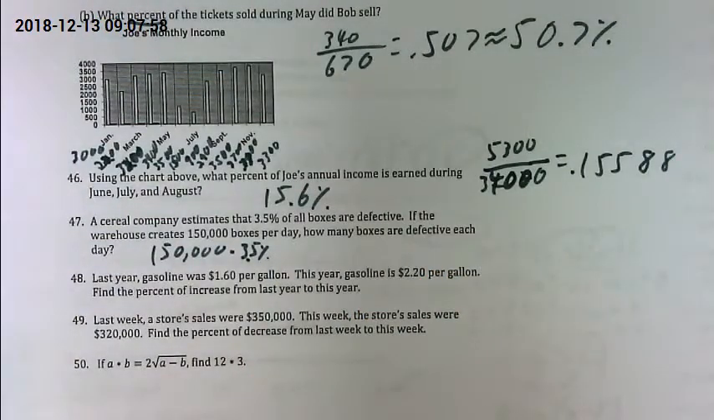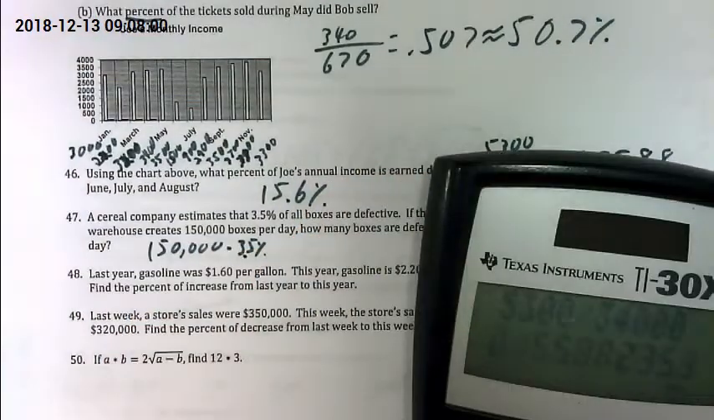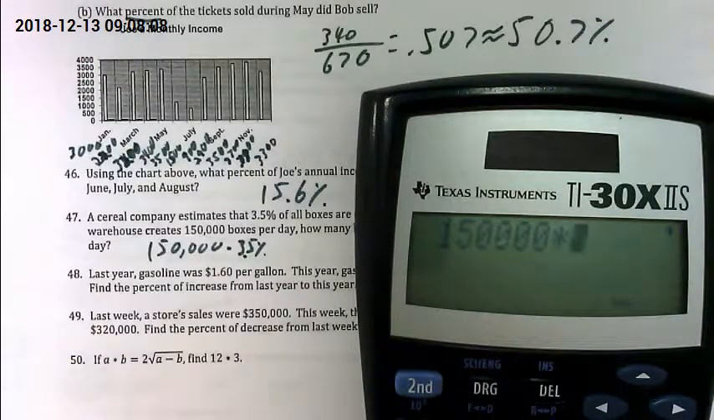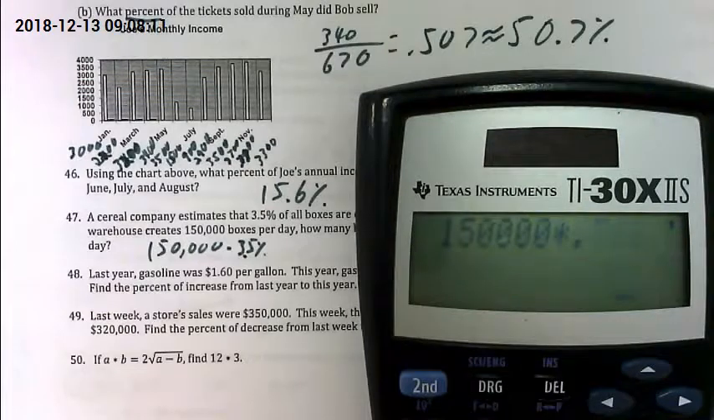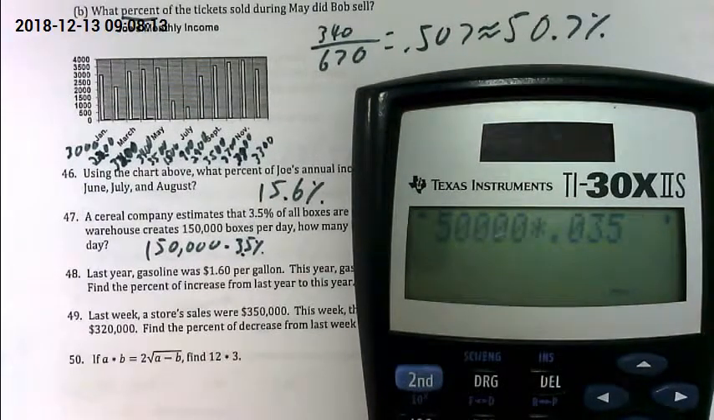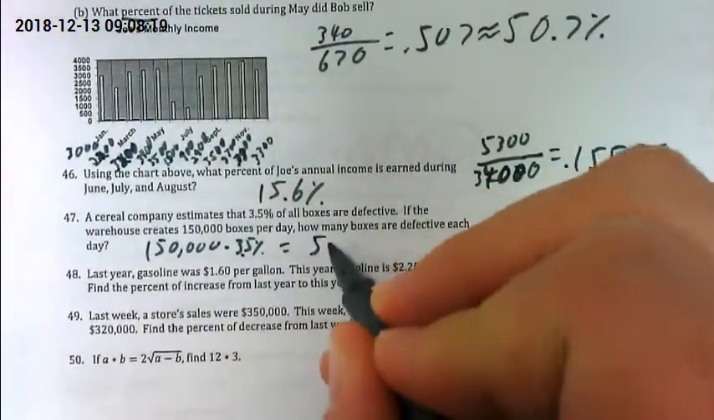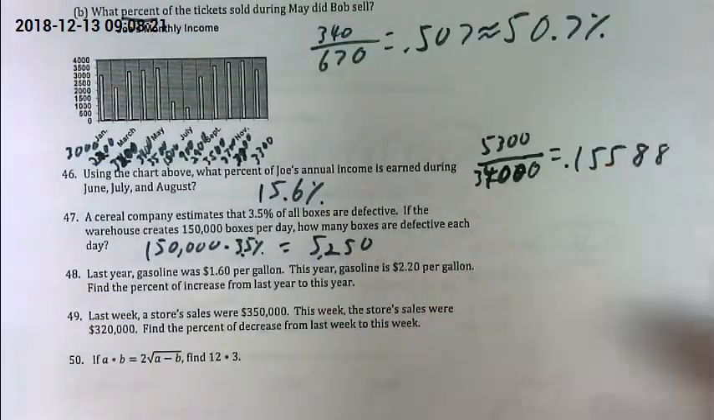3.5%. Again, if you're plugging that into the calculator, then you'd want to say 150,000 times, if you don't have a percent key, you can type that as 0.035, which would be 5,250.